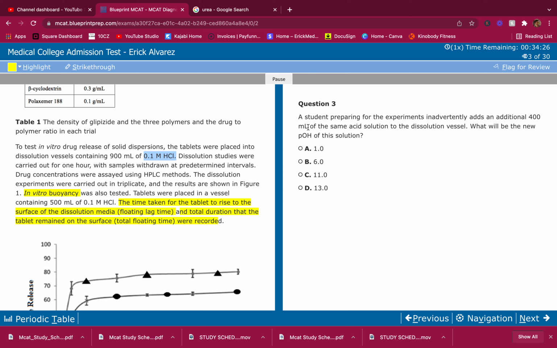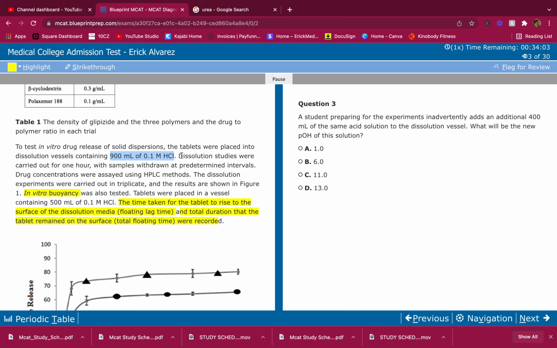They add an additional 400 milliliters of the same acid solution. Okay. Here's 900 milliliters of 0.1 in the dissolution. The pOH of this is going to be 13. How? Well, you find the pH. pH is equal to negative log H plus. All right, you do know that.